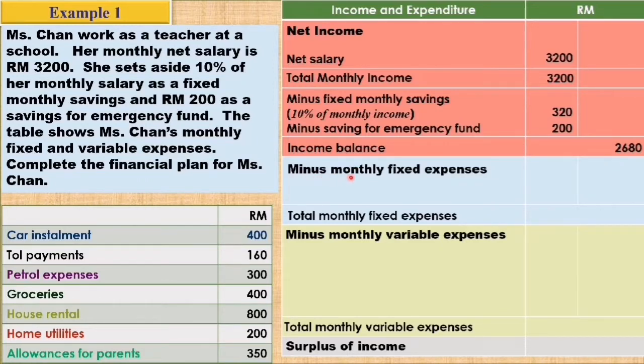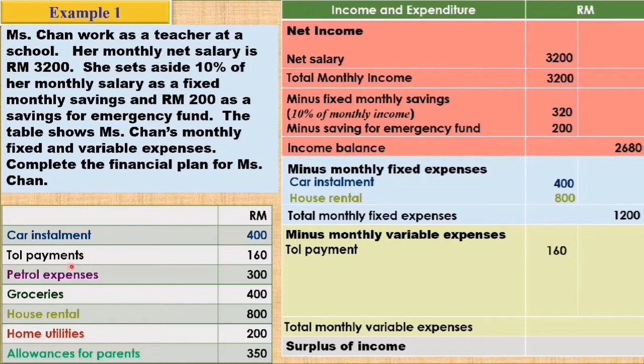Okay, now minus monthly fixed expenses. So the car installment is a fixed expense. So we write here and fill in 400. House rental is a fixed expense. So fill in 800. Total monthly fixed expenses is 1,200. Okay, now we find out the monthly variable expenses.